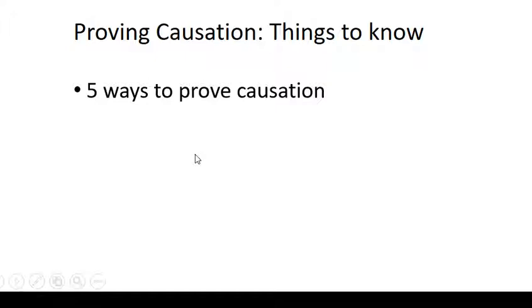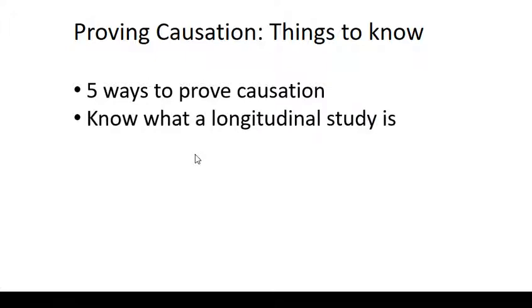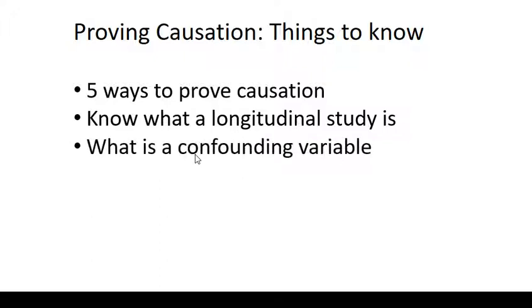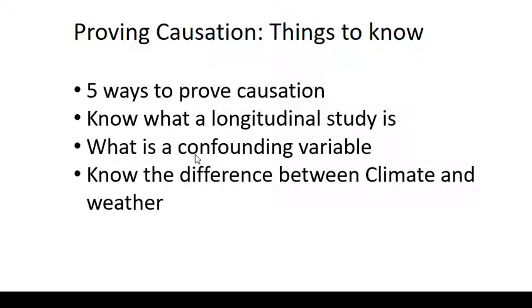So, in summary, there were 5 different things we discussed, 5 different ways to prove causation. You should know those 5. You should know what a longitudinal study is. And as part of our discussion in longitudinal studies, we looked at what confounding variables were. You should know the difference between climate and weather. So those are the things you should be getting out of our discussion here today. Are there any wrap-up questions here?